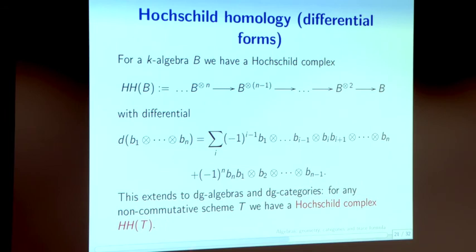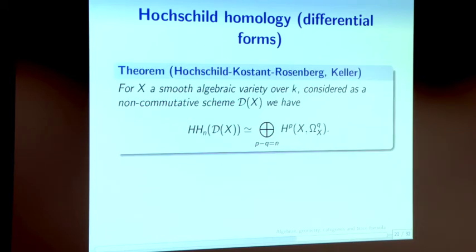Well, the first thing to say is that it extends. I gave you the formula for an algebra, but it extends to any DG category. So for any non-commutative scheme, we have a Hochschild complex. And it is a reasonable notion because of the following theorem called Hochschild-Kostant-Rosenberg. If I start with a smooth algebraic variety, and I consider this variety as a non-commutative variety D(X), I compute Hochschild cohomology, I find these Hodge cohomology groups. So I find differential forms.